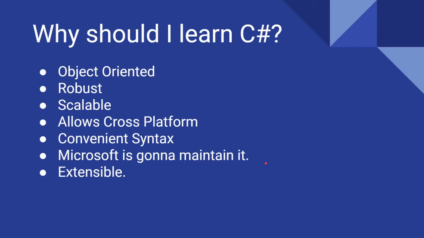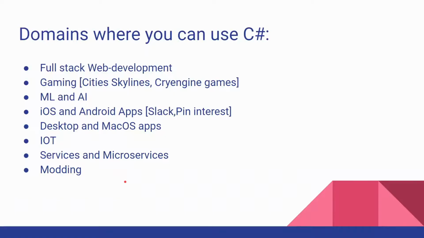Microsoft is going to maintain it. So C sharp is made by Microsoft. It is based on the .NET framework, and Microsoft has invested millions of dollars into this, so they are not going to scrap this language anytime soon, or the framework. Instead, Microsoft is trying its hardest to make C Sharp relevant, and it is quite extensible. We'll talk about this in the next few slides.